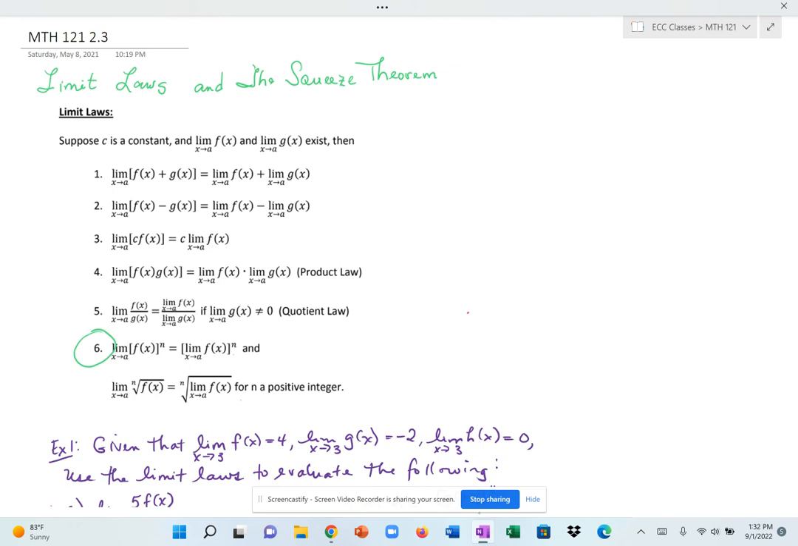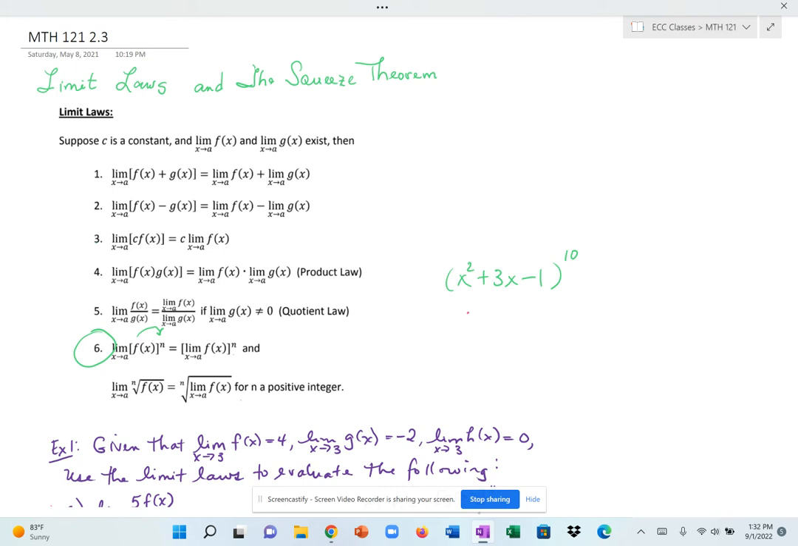And number 6 is the most convenient one to apply. It saves a lot of work. It's in two parts. The limit as x approaches a of f of x to the nth power is equal to the limit as x approaches a of f of x, raised to the nth power. The way it's written on the left side, you'd have to raise a function to the nth power, and we know that could be a pretty busy process. Imagine having something like this raised to the 10th power. That would take a very long time, and that's something we probably would not want to do.